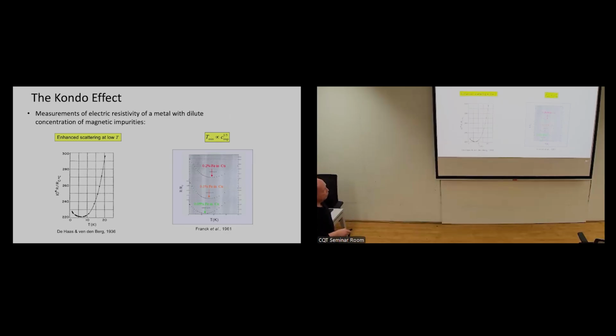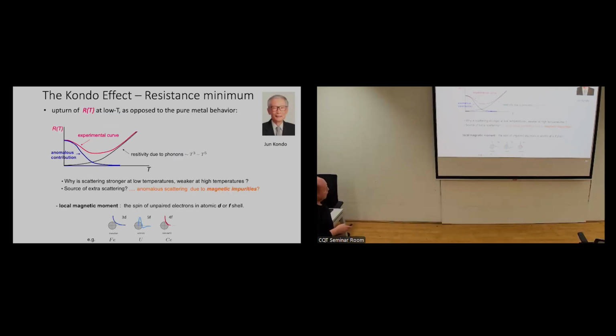For example, if you have iron in copper, you'll see this. If you have less iron in copper, you still have it, and so on and so forth. So this is a very stable effect. And people were really puzzled.